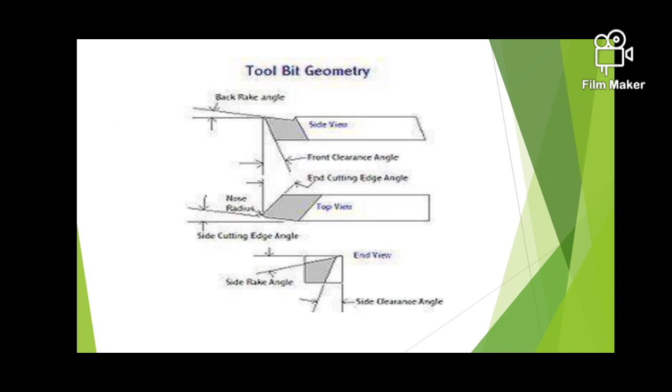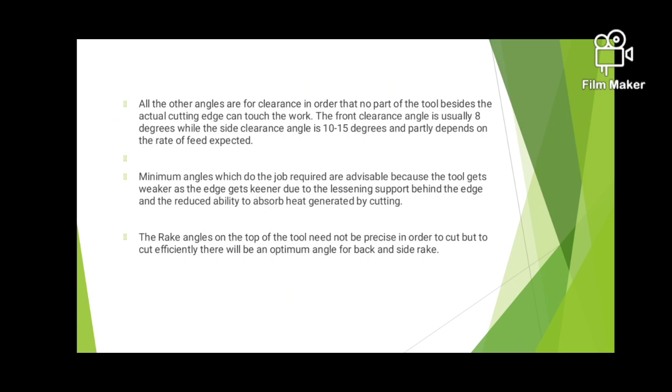So this is the tool bit geometry schematic diagram. In this view, you are looking at the tool like this. Once the edge is sharp, we can remove the material from the workpiece very easily. So there are also the other angles, the clearance angles, so that the part of the tool besides the actual cutting edge cannot touch the work.